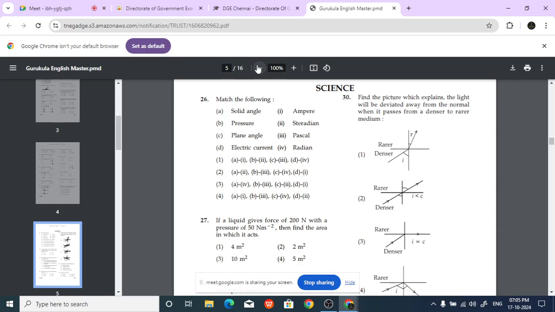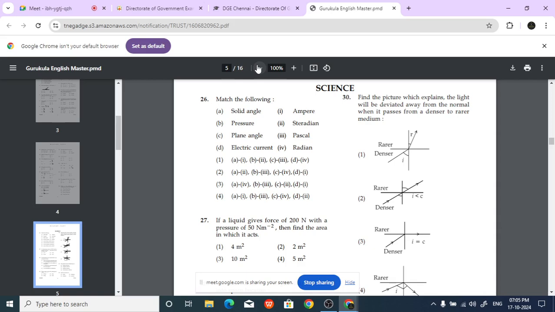Denser medium is on the bottom, rarer medium on the top. So one ray goes from the bottom to top. Which picture says the angle of incidence is different from the angle of deviation? The angle of deviation should be bigger than the angle of incidence. In the first one, I is the angle of incidence, R is the angle of reflection, or refraction actually, I think. So is I bigger than R?